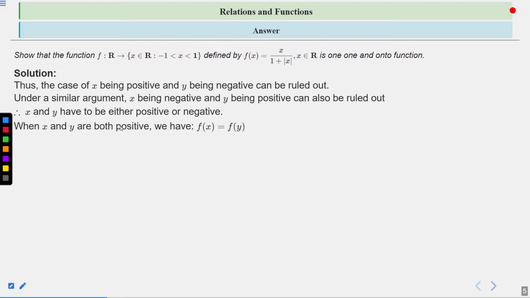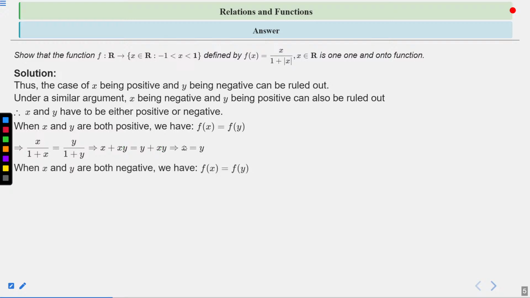So when x and y both are positive, let's take f(x) is equal to f(y), right? So both are positive, then we can write it as x upon 1 plus x, and y upon 1 plus y, right? Because both x and y are positive, so we will write |x| as plus x and |y| as plus y. When we solve this, we will get x plus xy is equal to y plus xy. xy and xy will be cancelled out, and we will get x is equal to y, right? So if we have assumed that f(x) is equal to f(y), then it is coming out to be x is equal to y, right?